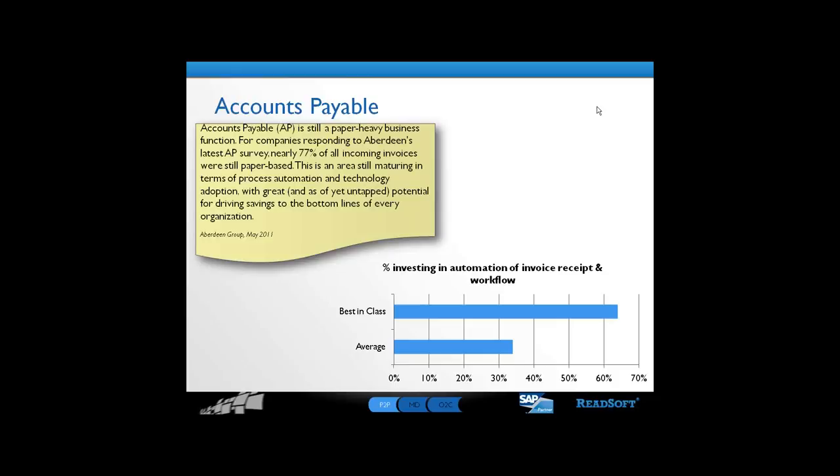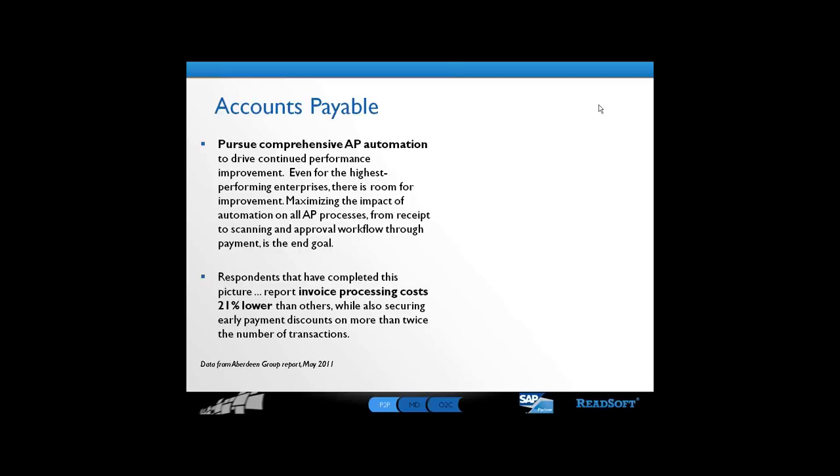In fact, if you look at the percentage of people who are investing in automation of invoice receipt and workflow, well, around 64% of people who are ranked best in class are investing within that, whereas on the averages, only around 34–35% of people were investing in that. So, of course, we all want to be best in class. So Aberdeen Group's advice is to pursue comprehensive AP automation, keep driving that continual performance, and even for people who are doing well, there's still a little bit further you could go.